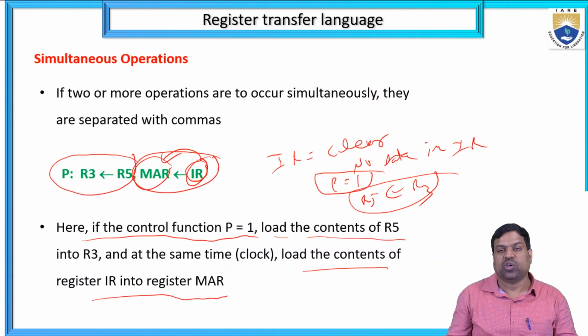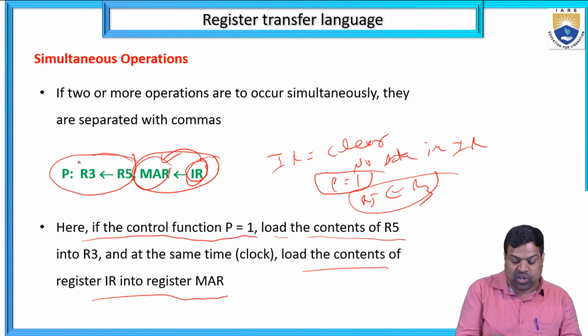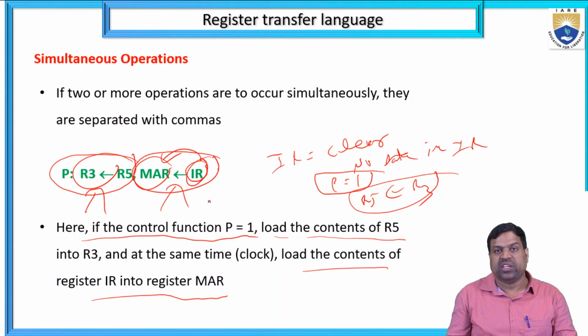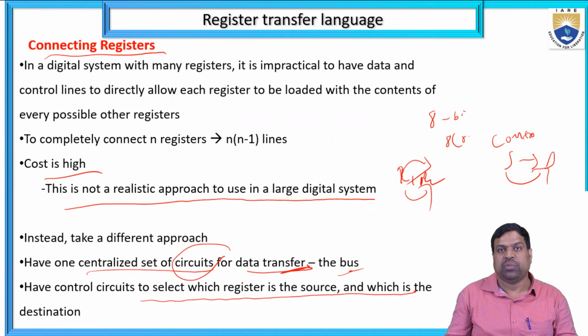In simultaneous operations, R5 to R3 is one operation going on, and IR to MAR is also going on. So simultaneously, that is in parallel, we are doing the operations. Okay, not one by one serially. We are doing them in parallel, that is, simultaneous operations are performed.